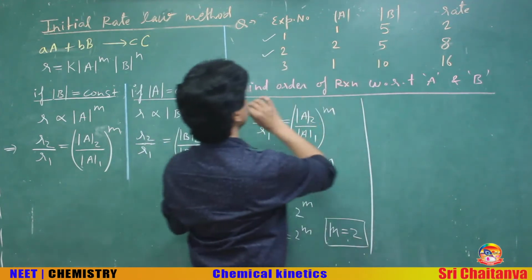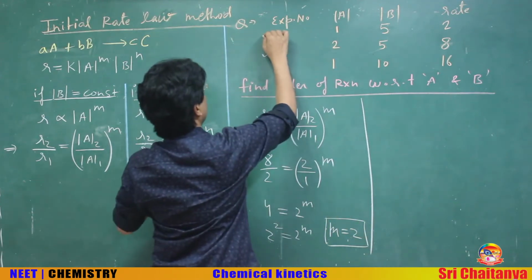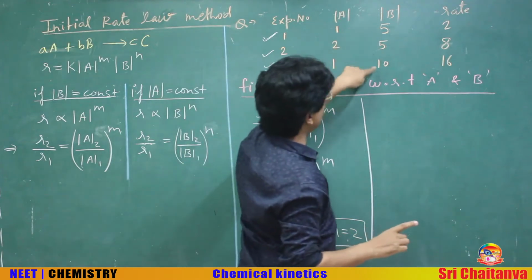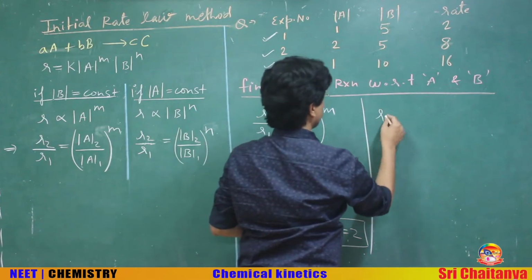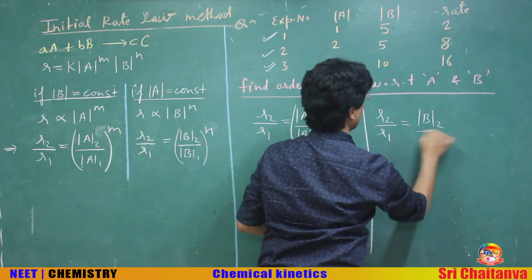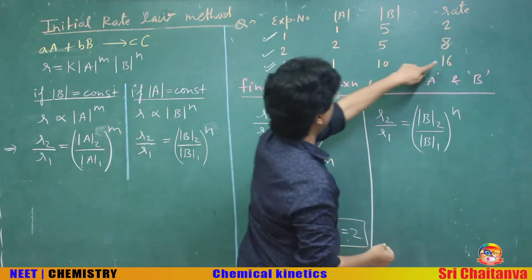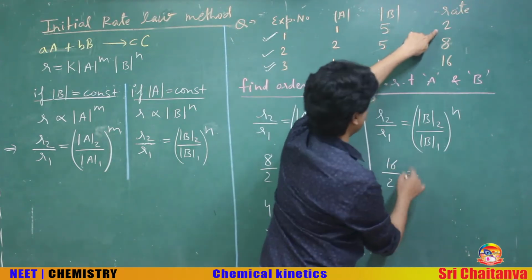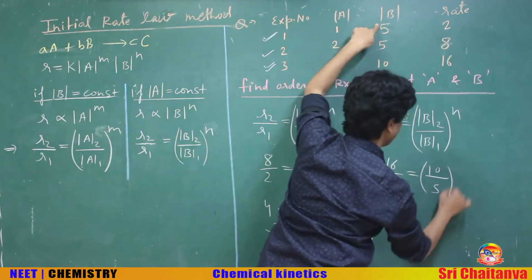Similarly, you can take 1 and 3 now. Here the concentration of A is constant, but the concentration of B is changing. So with experiment number 1 and 3, I can say that R2 by R1 will be equal to (concentration of B2 upon concentration of B1) to the power of n. R2 will be 16, R1 will be 2, should be equal to B2 will be 10, B1 will be 5, to the power of n.